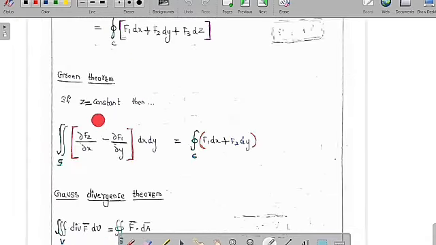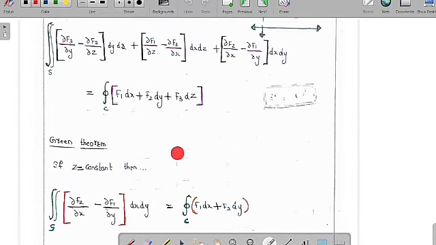So this is relating a closed line integral with an open surface integral. Green's theorem is a special case of the Stokes theorem. Here we assume that z is a constant. When z is a constant, definitely dz will be 0, and here also dz will be 0. So only this term is going to remain.